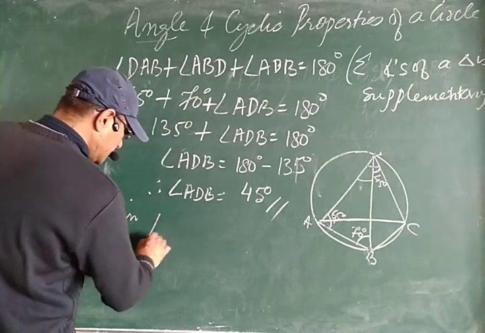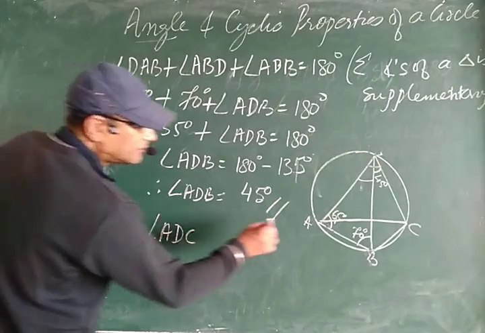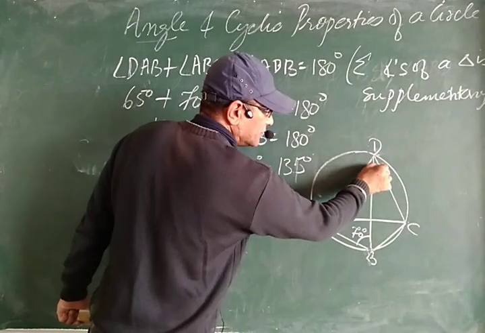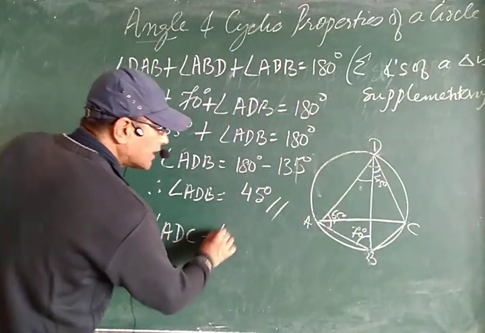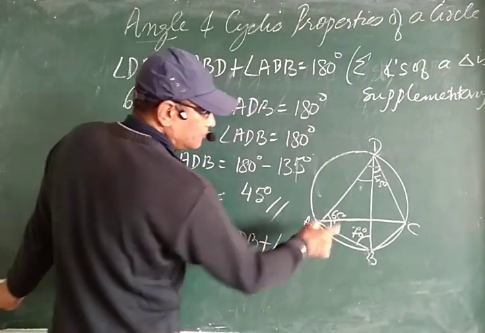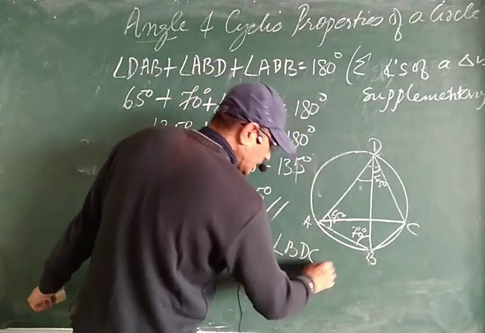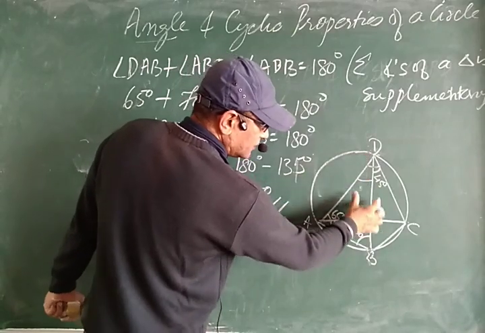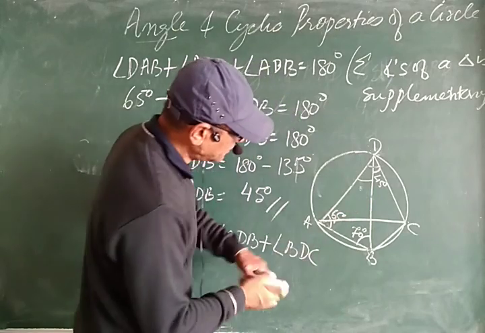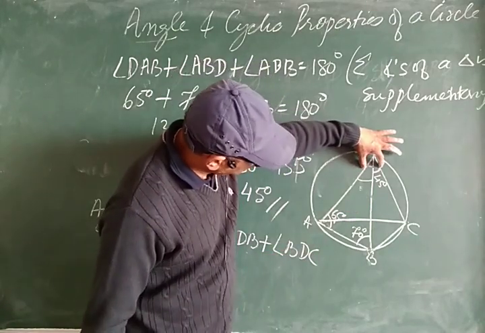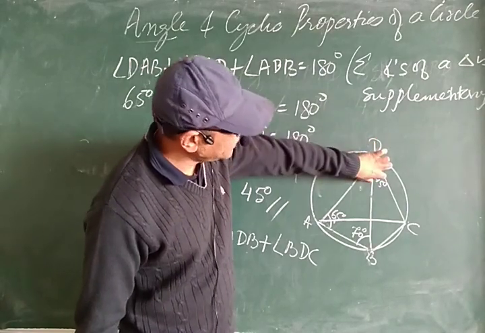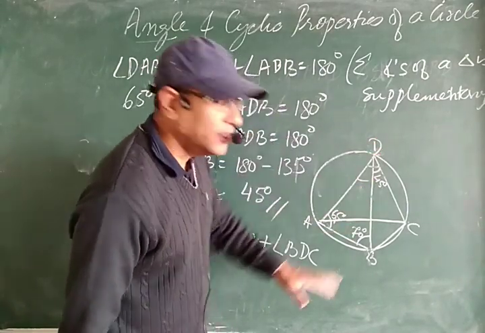Angle ADC, now we are taking the bigger angle ADC. The big angle ADC is equal to angle ADB plus angle BDC. ADB is the smaller angle and BDC is the other smaller angle. This big angle ADC is formed of two small angles. One is ADB and the other is BDC. So if you add this and this, we get the bigger angle.